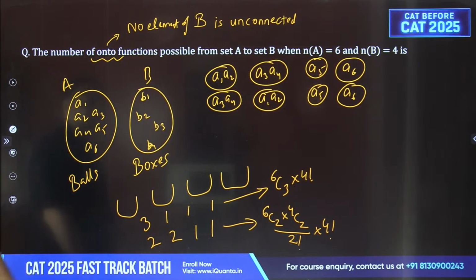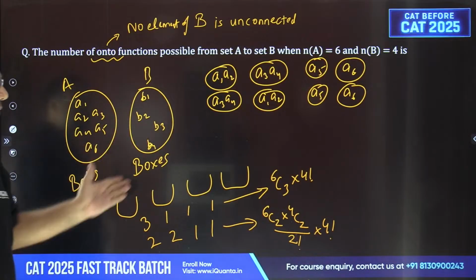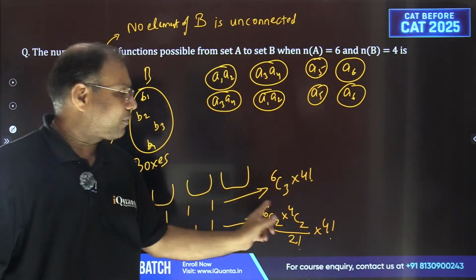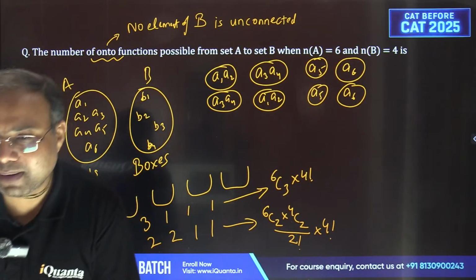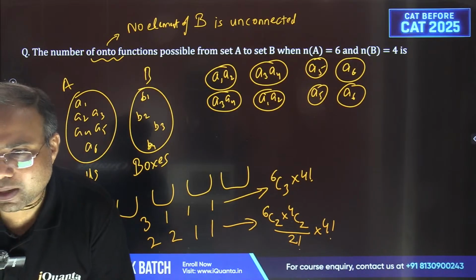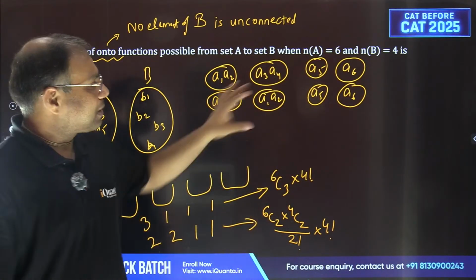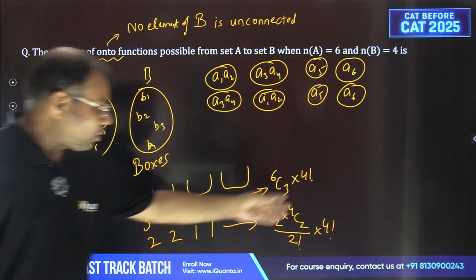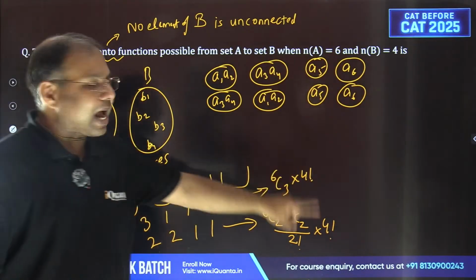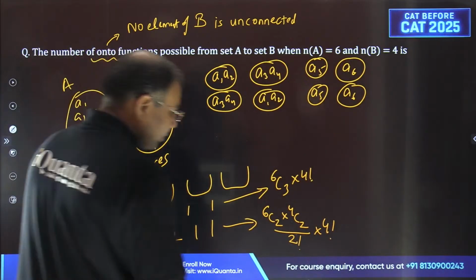Okay, Ayushman ji is saying boxes are similar here. No, Ayushman, the boxes are not similar, they are different, B1, B2, B3, B4. That's why we are multiplying by 4 factorial. Boxes are not similar here. Ayushman, they are different boxes. That's why we are multiplying with 4 factorial. I hope it is clear now. So let's calculate this part, and we just need to add these 2 cases. Let's count now.